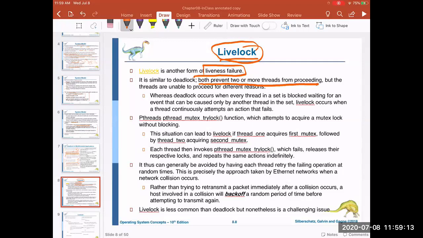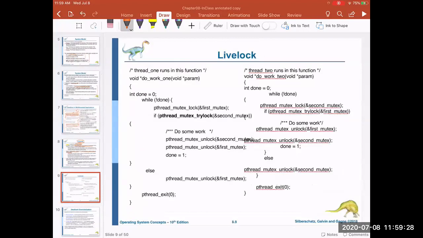In livelock, what is done? The thread uses a function called pthread_mutex_trylock. What it does is attempt a mutex lock without blocking. Okay, so let me move here. This will be a little clearer. This is a little clumsy here. Let us suppose there are two threads. Now thread 1: int done equals 0, while not done, it starts acquiring the first mutex.